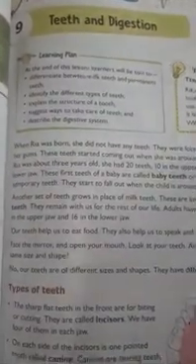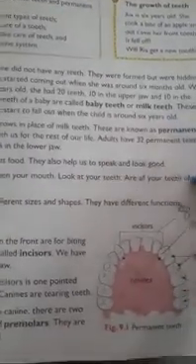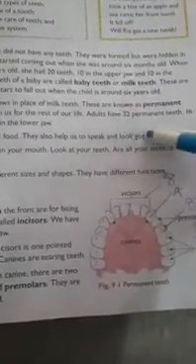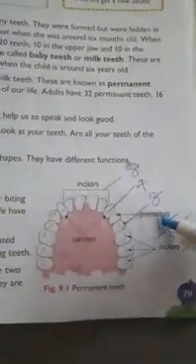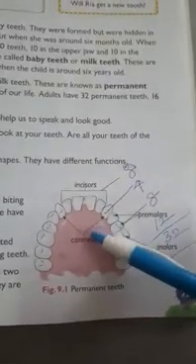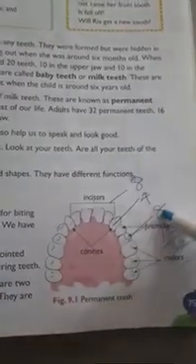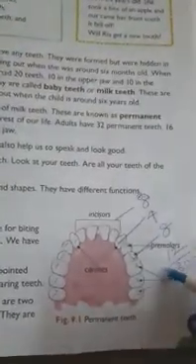In the previous video of this lesson, teeth and digestion part 1, we studied milk teeth and permanent teeth, and we saw that adults have 32 permanent teeth. The types of teeth are incisors, canines, premolars and molars. There are 8 incisors used for cutting and biting, 4 canines, 8 premolars and 12 molars. Total 32 permanent teeth. In today's video we will see the structure of a tooth.